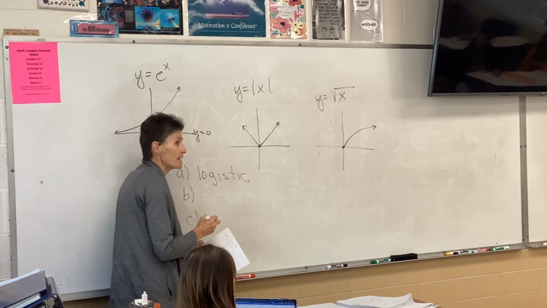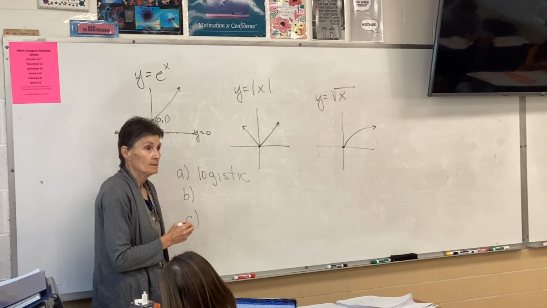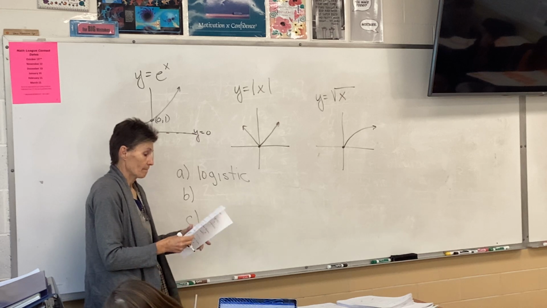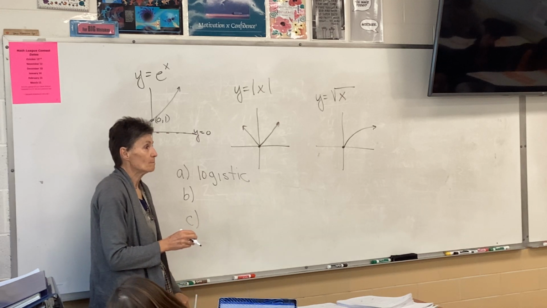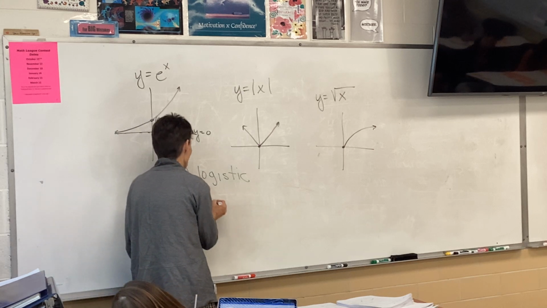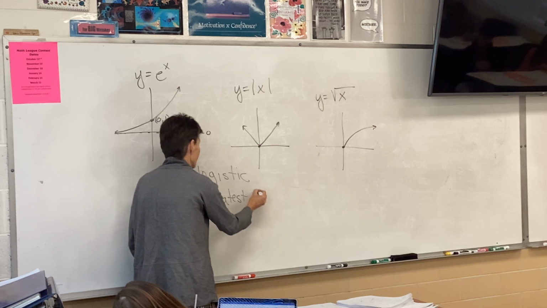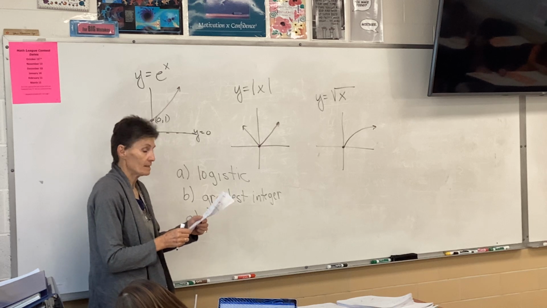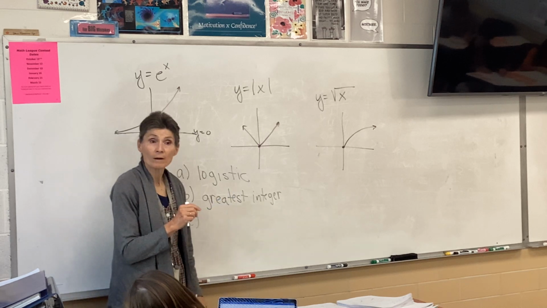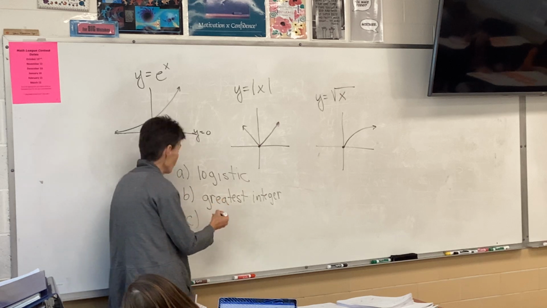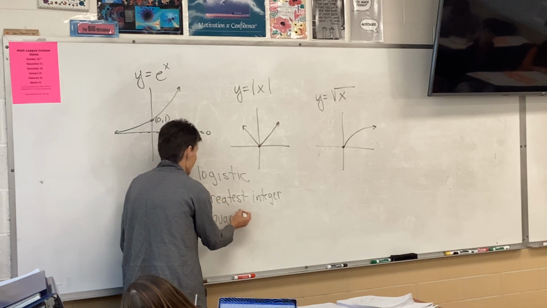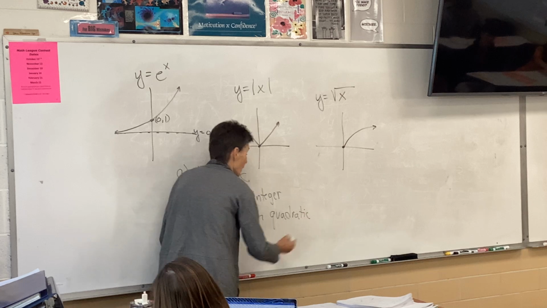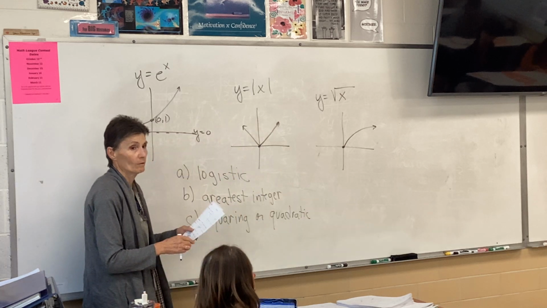Now when it says name, it means write the name. Not the equation, the name. What's B? Greatest integer. Greatest integer, yep. Greatest integer, very good. And C. You can either write squaring or you can write quadratic, whichever one you want. They're both right. You don't need to write both. You can write one or the other. Squaring or quadratic. Beautiful.